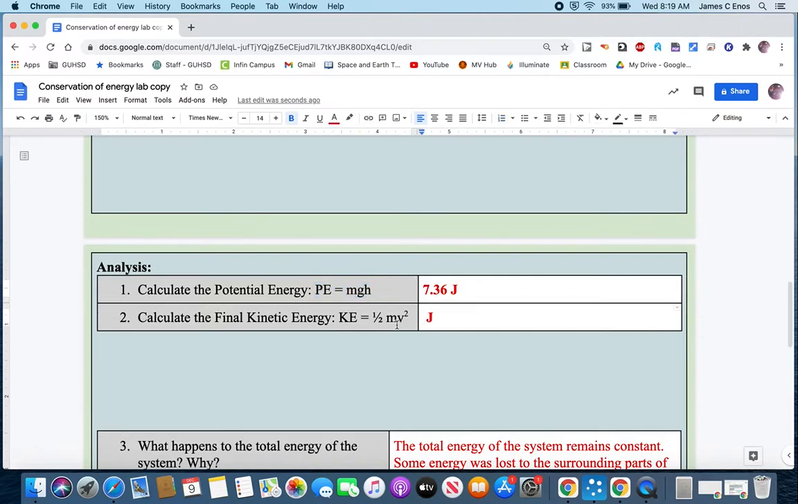What I'm going to do here for the kinetic energy is just calculate the 1/2 mv squared. So the 1/2 is 0.5, times the mass, which is 0.5, times the velocity squared. So that's going to be that 4.23 squared, giving me 4.47 joules of energy in the kinetic.